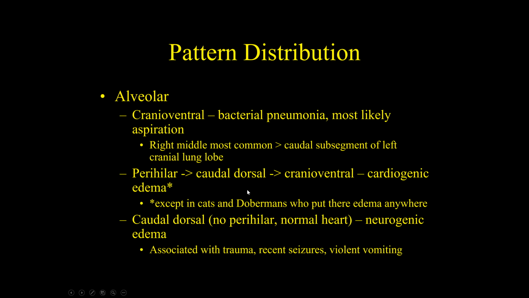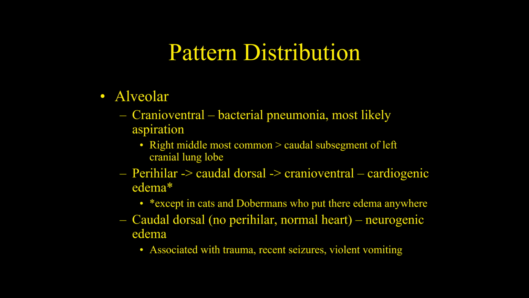So basically, alveolar pattern, cranial ventral, it's pneumonia for the most part. Caudal dorsal, and if the left atrium is big, it's cardiogenic. Caudal dorsal, if the left atrium is not big, is typically going to be non-cardiogenic or neurogenic edema. Now the weird exception for cardiogenic edema, which holds true in all animals, is with the exception of cats and Dobermans. Why? That's a noble question.